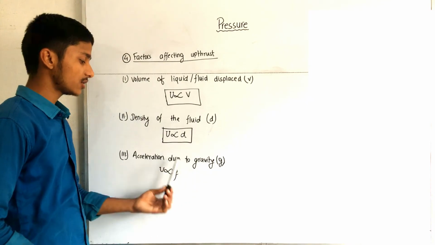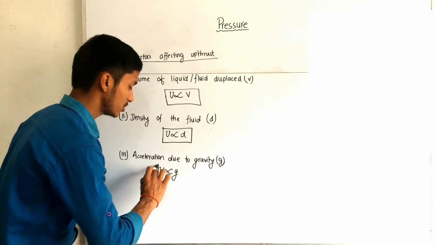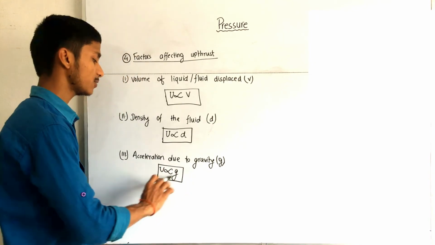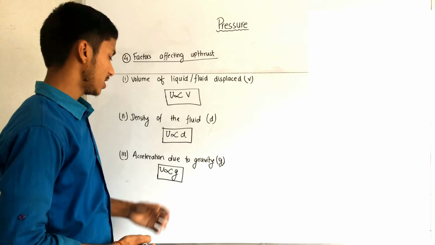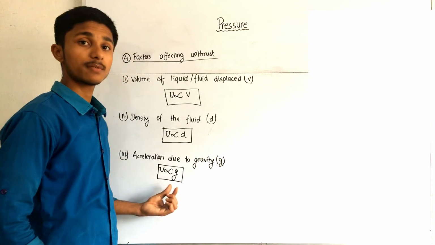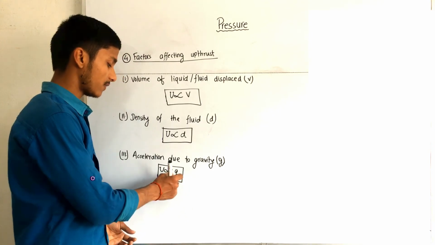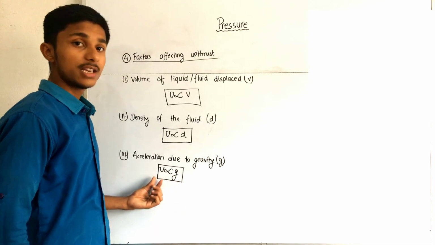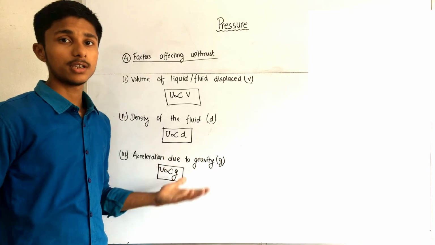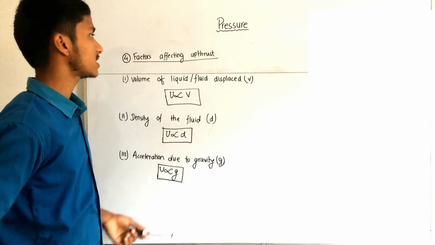Third, acceleration due to gravity. Upthrust is directly proportional to the acceleration due to gravity. If the value of acceleration due to gravity is more, then upthrust will be more, and if the value of gravity is less, then upthrust will be less. So these are the factors affecting upthrust.